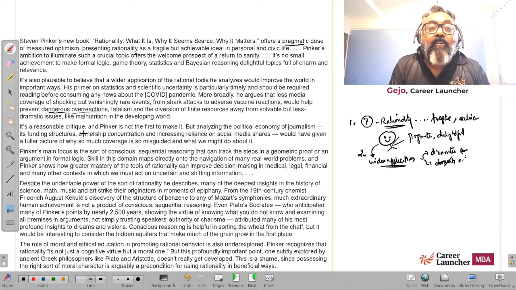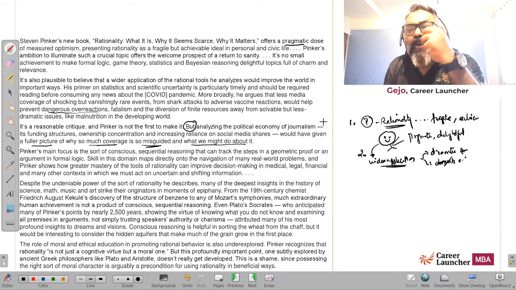It's a reasonable critique, and Pinker is not the first to make it. But analyzing the political economy of journalism, its funding structure, ownership concentration, and increasing reliance on social media shares would have given a fuller picture of why so much coverage is so misguided and what we need to do about it. Now, at this point in time it's not a criticism that we see.